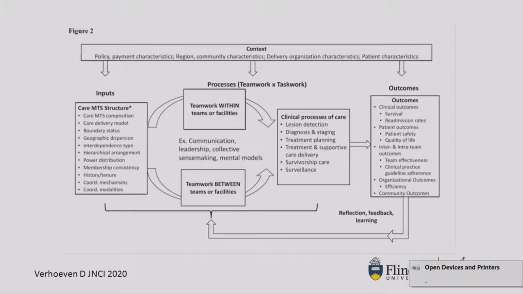And they can operate within the facilities, like teams within Flinders Medical Centre, or they can operate between the facilities, between different hospitals, between different states, etc. And you would draw on a particular team or teams for particular tasks, which are the clinical processes of care, which go from detection of cancer, diagnosis, staging, treatment planning, survivorship care, surveillance, etc. And you hope that this complex process delivers certain outcomes.